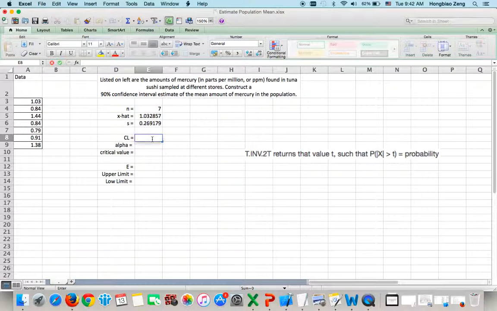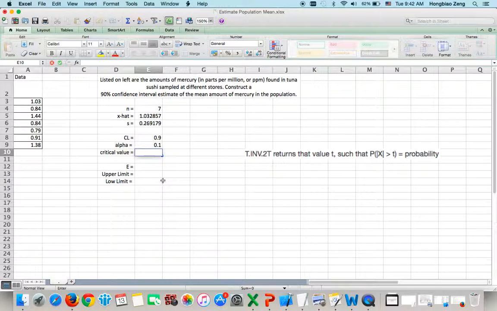Now, the problem gives you the confidence level of 90%, so it's 0.9. So I can calculate alpha, which is 1 minus the confidence level, which is 1 minus E8. This gives me 0.1. Now I need to calculate the critical value.